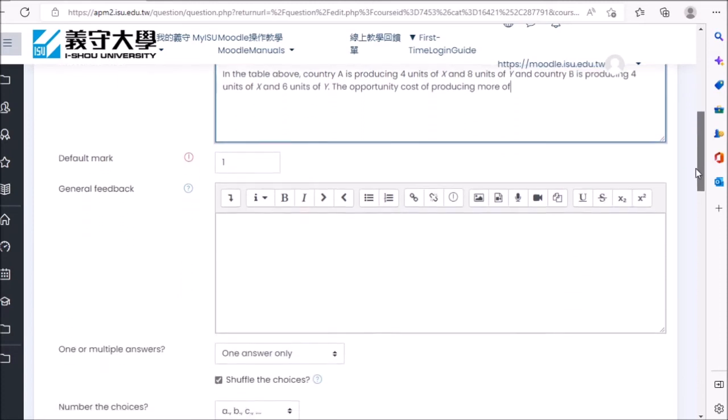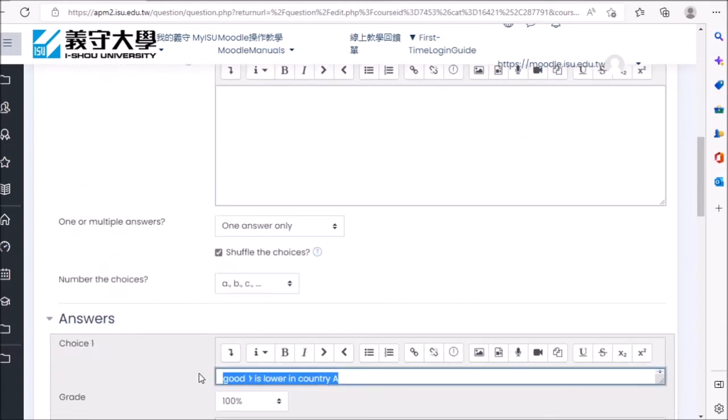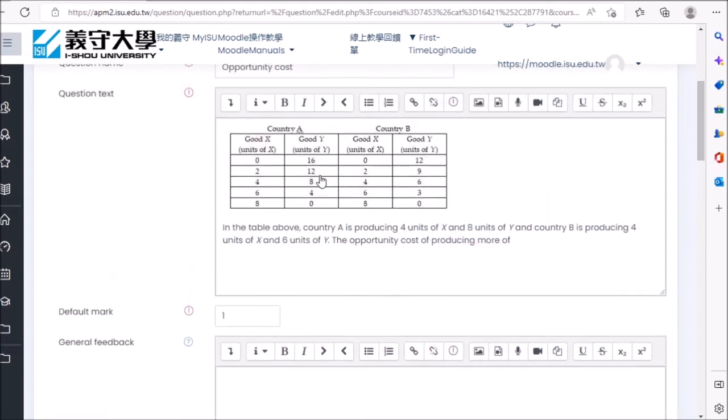Looking, for example, at good Y, we know that country A will have a lower opportunity cost of producing good Y. For example, producing more of good Y over here, shifting upwards, increases production of Y by 4 units while losing 2 units of production of X. That's the opportunity cost of half of X for each additional Y. While for country B, the opportunity cost of increasing the production of Y, moving from 6 to 9, that's an extra 3 Ys, for the cost of 2 Xs, is higher. That's the opportunity cost of 2/3 in this case, which is greater than 1/2.